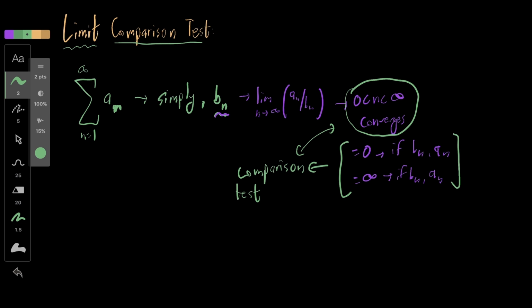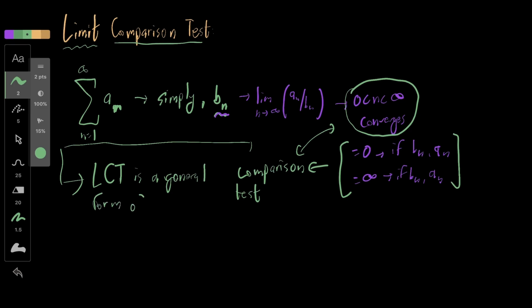So, one conclusion that we can draw from this is that LCT, or the limit comparison test, is a general form of the comparison test, or CT. Now, since this one is a little more difficult to visualize and understand, I am going to walk you through a very quick example explaining how it works.